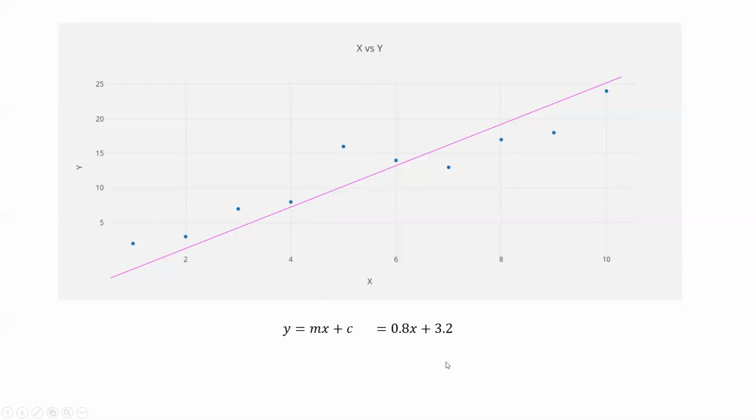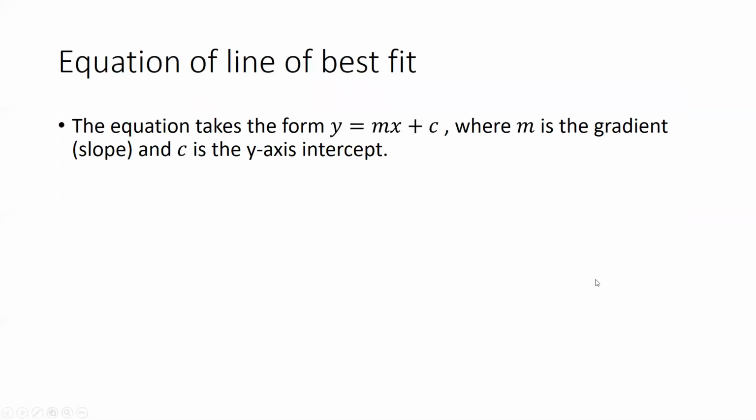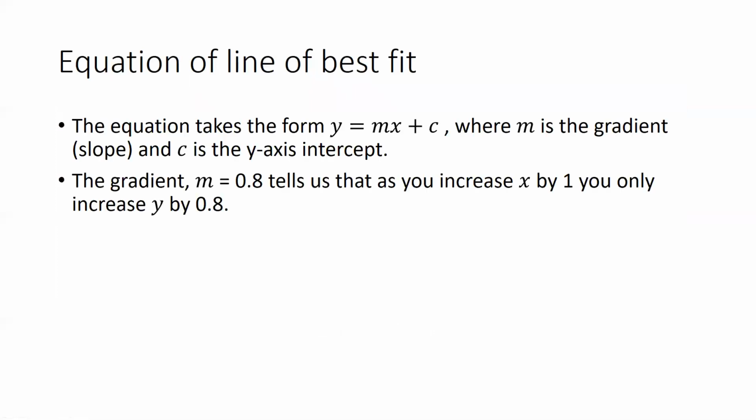And this is good because we now have an equation where we can plug in values of x and retrieve a predicted value of y. So we're able to predict things based on our continuous variable x. So if you look at the value of m equals 0.8, that tells us that as you increase x by 1, you only increase y by 0.8. This is the relationship between x and y. So this is a really handy thing to work out, and linear regression gives us this quite nicely.